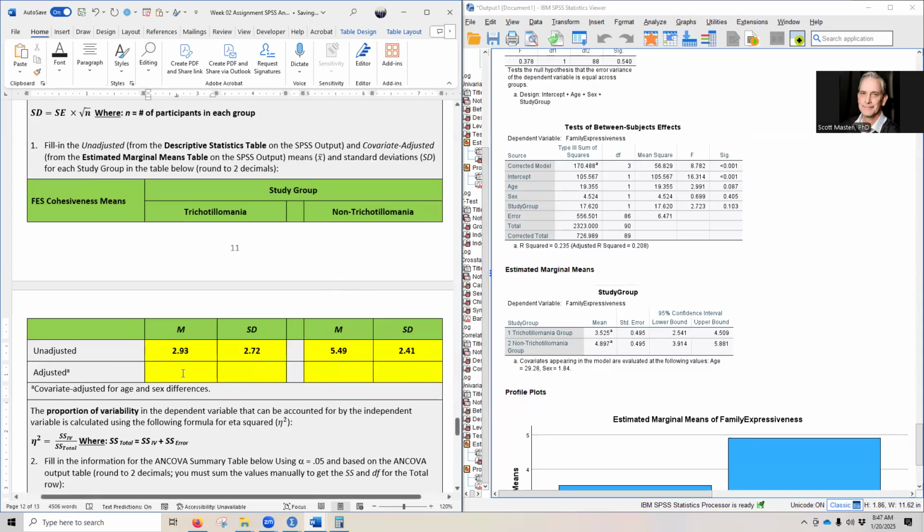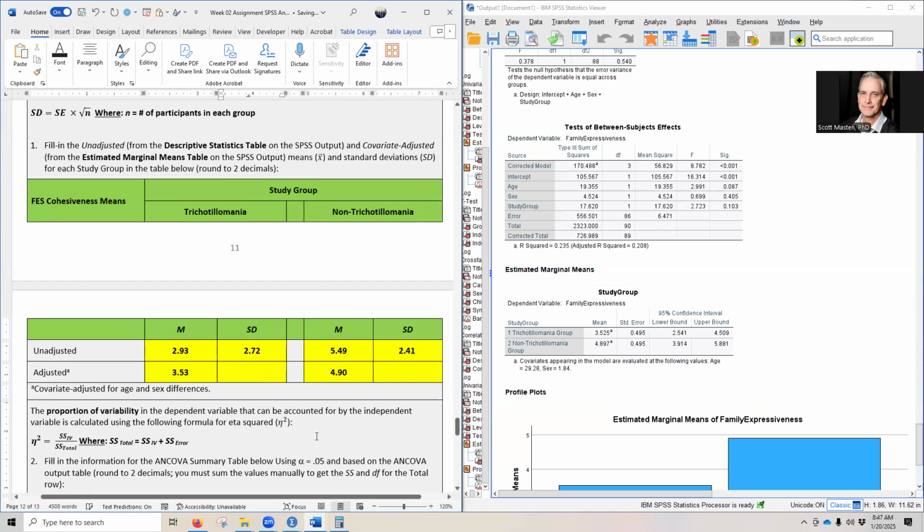So the trick group adjusted mean is 3.53. That moved up, right, from there. Then I'm going to put the mean in for the other group. The non-trick group is 4 points, that's going to go to 4.90, I think.